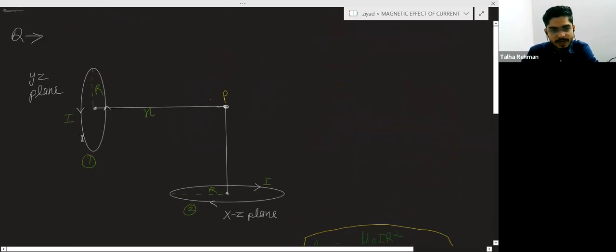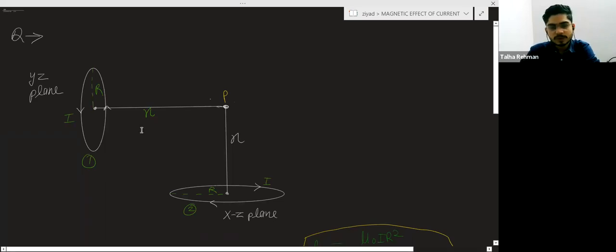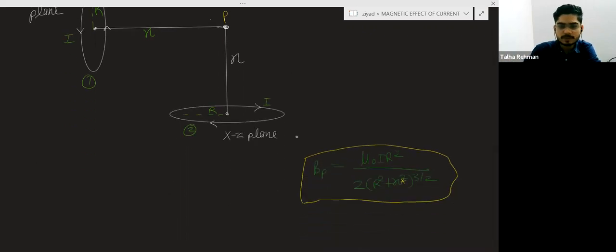So see, this is the coil, and point P is on the axis of the coil at a distance of x. And this is another coil, coil number 2, and this point P also lies on the axis of this coil, and this point is also at a distance of small x. So what we will do, we will first calculate the magnitude of the magnetic field due to this coil and this coil, and we will convert that magnitude into vector form by using the modified right hand rule. Okay, so this formula we will use.